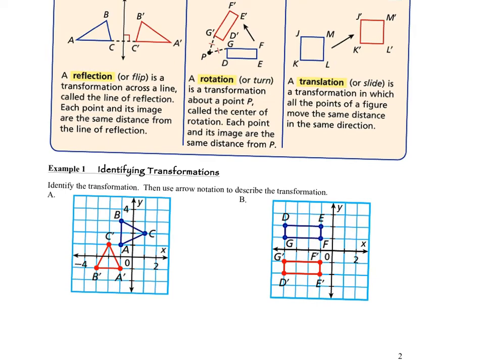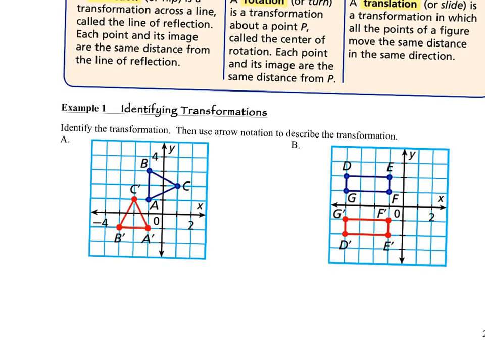So in example 1, we have our blue figure, which is our pre-image, and our red triangle, which is our image. And I know it's our image by the prime symbols that I see on each of these shapes here. And so I like to actually list out the coordinates. So let me do that for you.